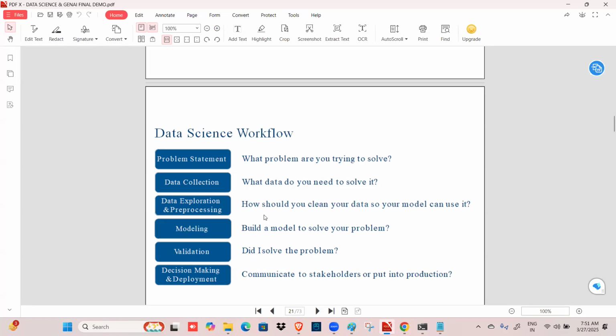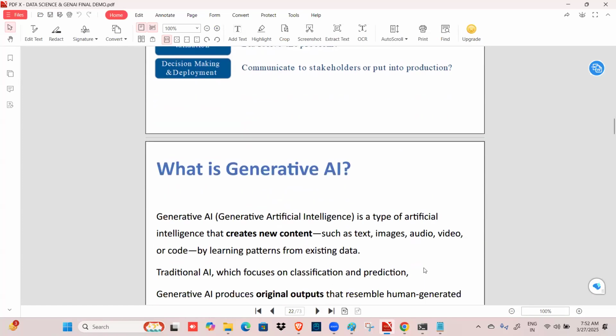And modeling. So build a model to solve your problems. Again, do I have to go with machine learning models or deep learning models or NLP models or Gen AI models? There are different types of models, so which model is to be used where? Based on availability of data and validation, did I solve the problem really? Decision making and deployment. Communicate to the business leaders, and we are going to put that project into production. After that, it is available to the customers, and we are going to provide the service, and we are going to use that service also.